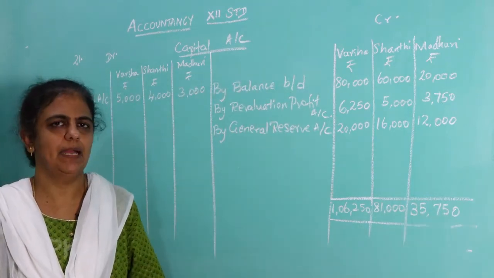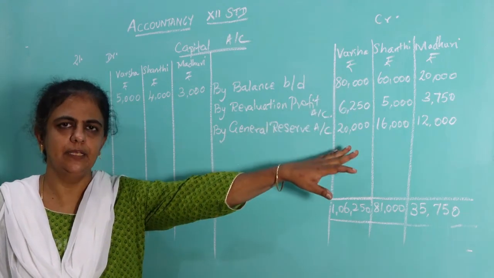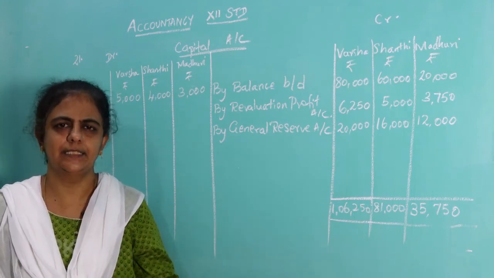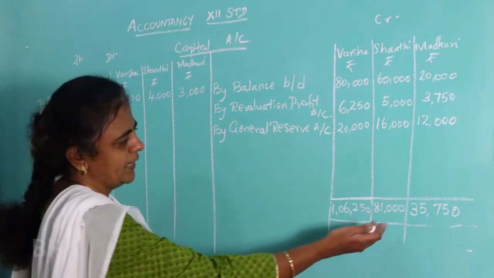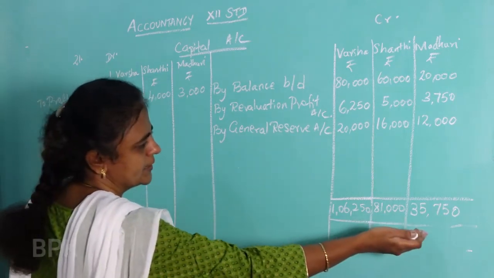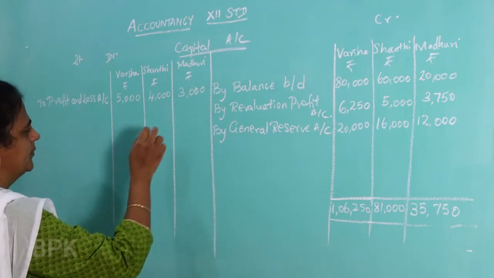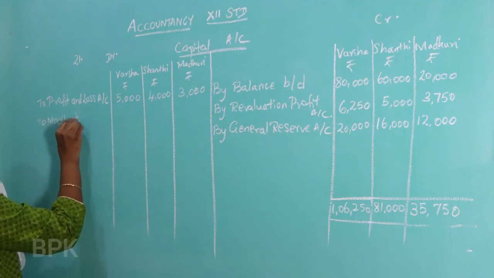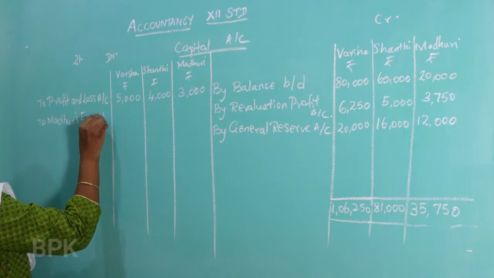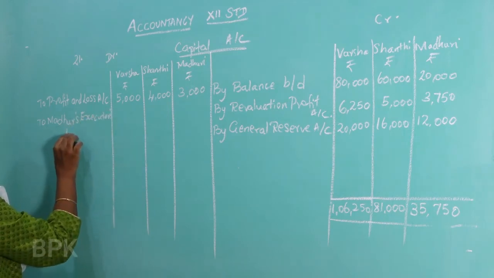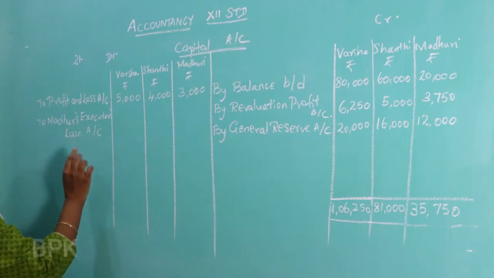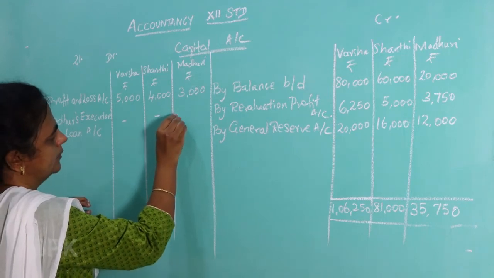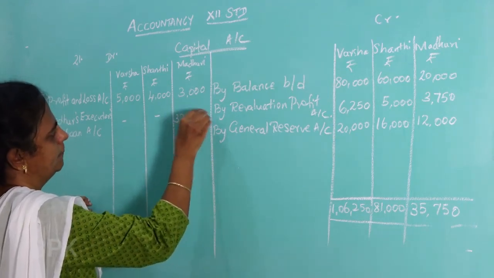Now, who is the deceased partner? Madhuri. Is Madhuri paid? No, she's not paid. So what you have to do? The balance should be transferred to Madhuri's executor's loan account. Okay. So first find the difference now. So 35,750 minus this 3,000. So that should be transferred to Madhuri's executor's loan account. Okay. So 35,750 minus this 3,000, you will get 32,750.